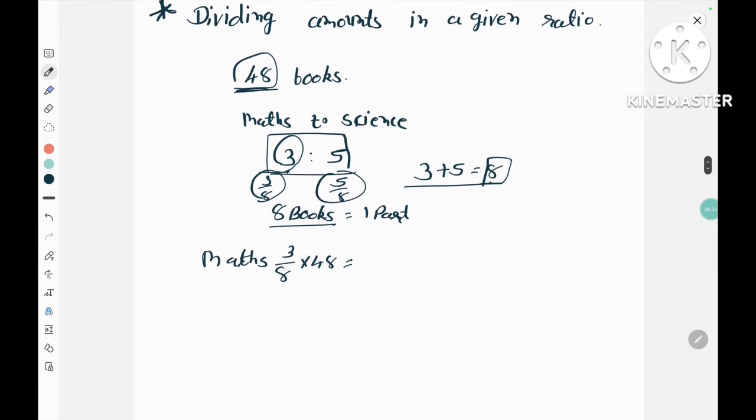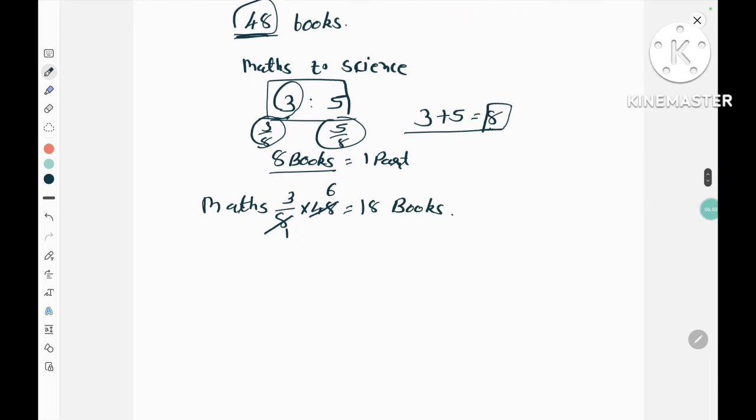Okay, so 3 over 8 times 48. 8 times 6 is 48. Okay, so here the denominator is 1, right? And 3 times 6 is 18 books. So maths books are 18. How many books are science books?